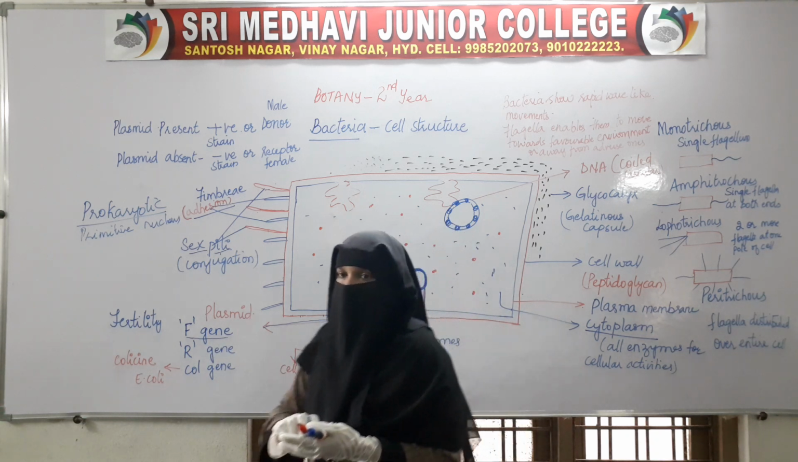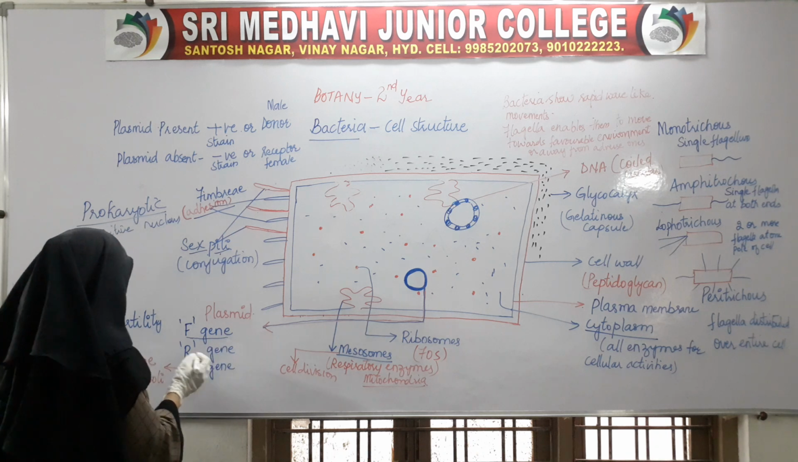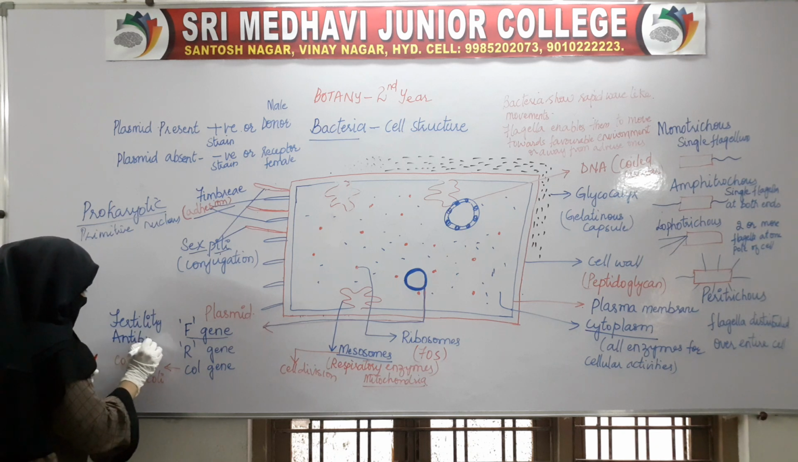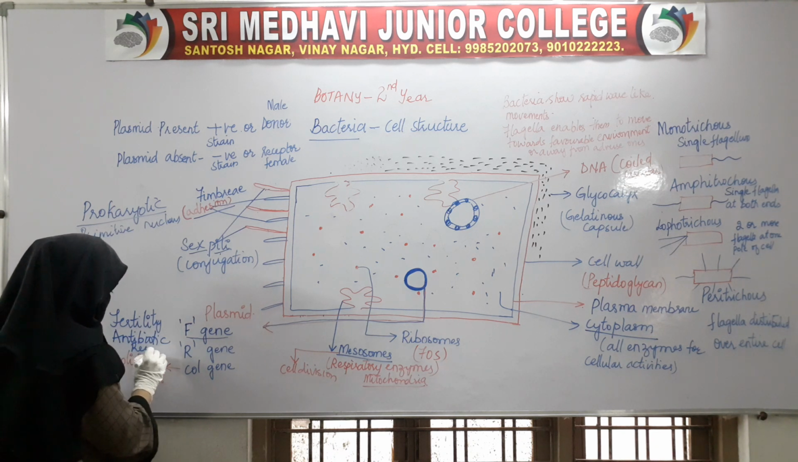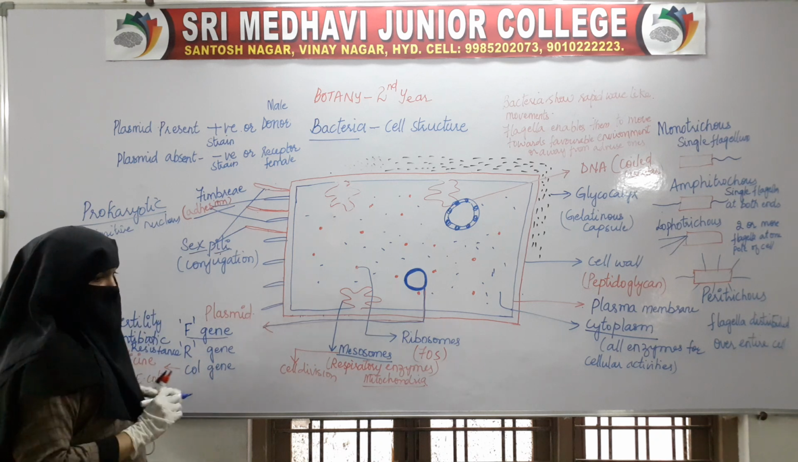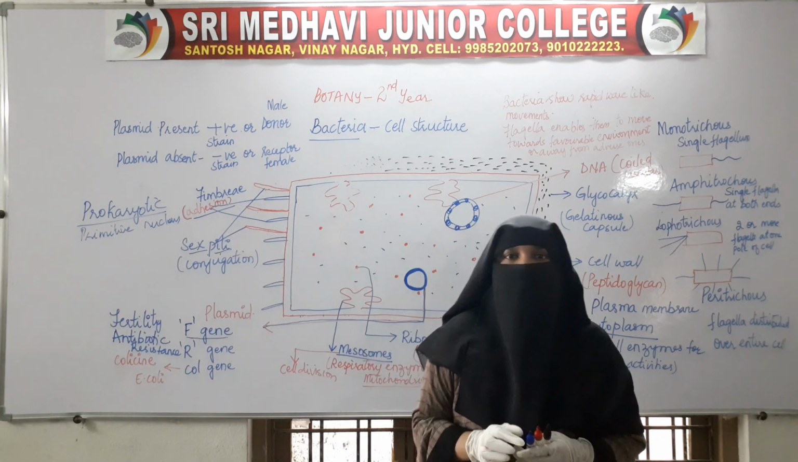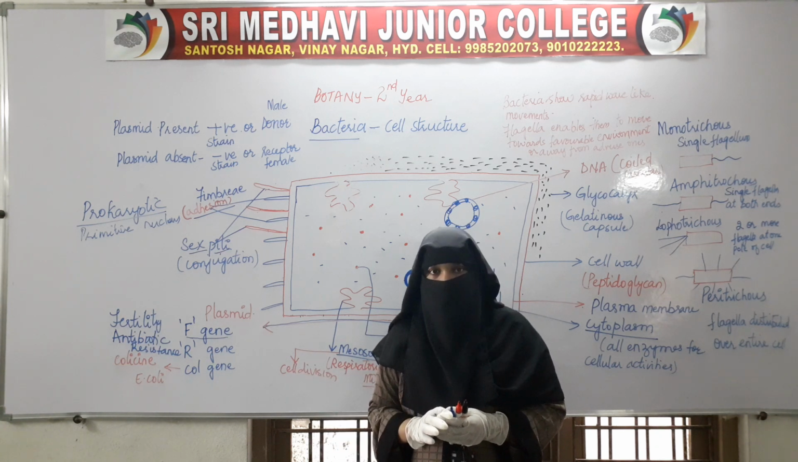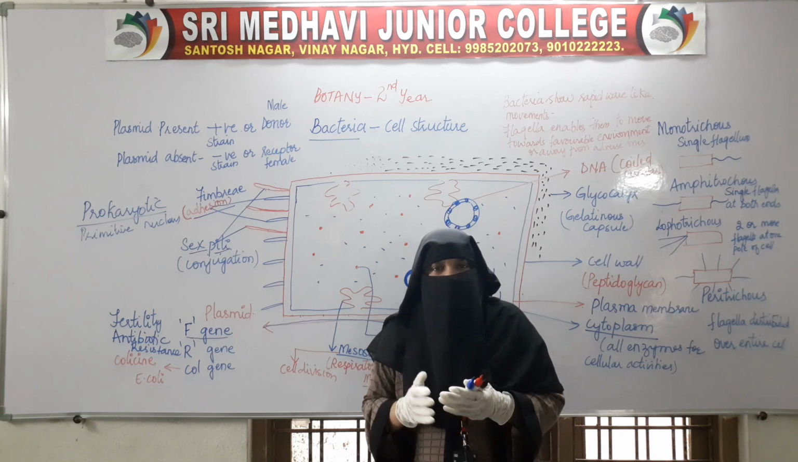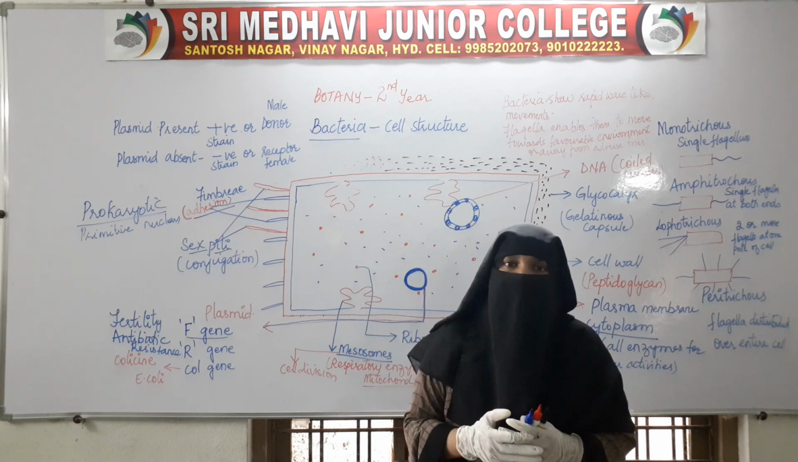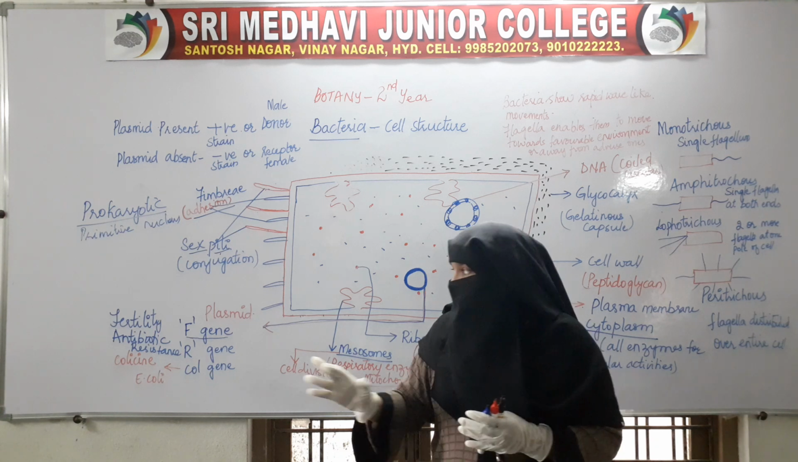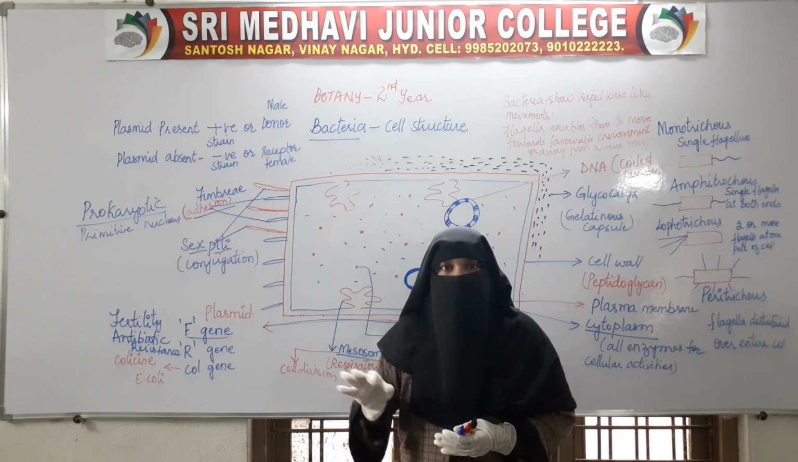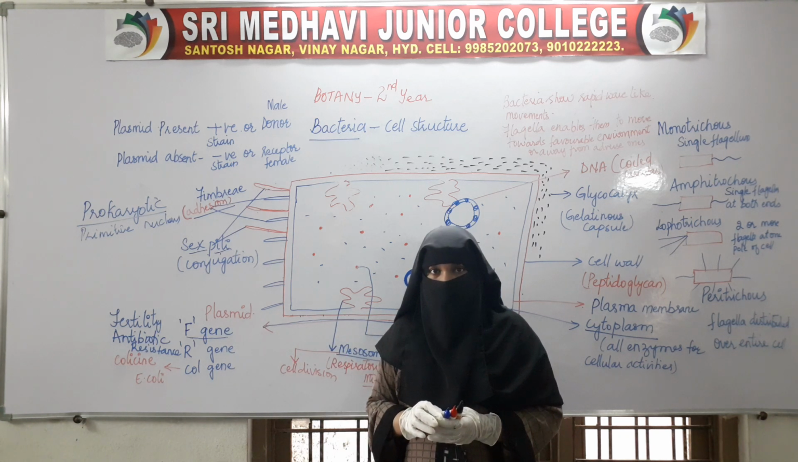The next gene which is present in the plasmid is the R gene. R gene is also called the antibiotic resistance gene. It helps in antibiotic resistance. So, the R gene helps in giving the bacteria resistance towards antibiotics. Antibiotics, we all know what they are: the substances which help in killing the bacteria. So here this R gene will help the bacteria to resist antibiotics.